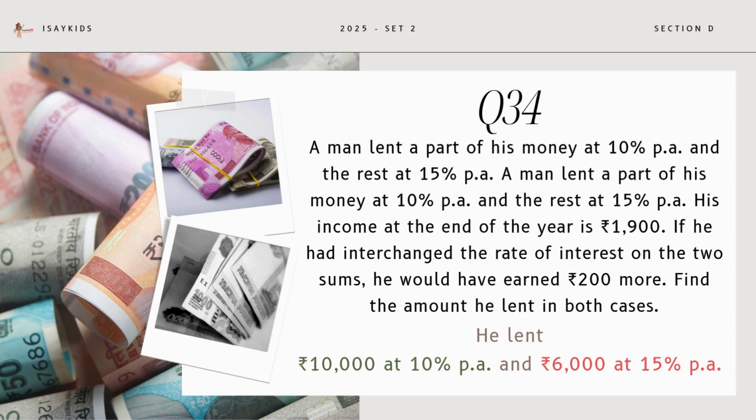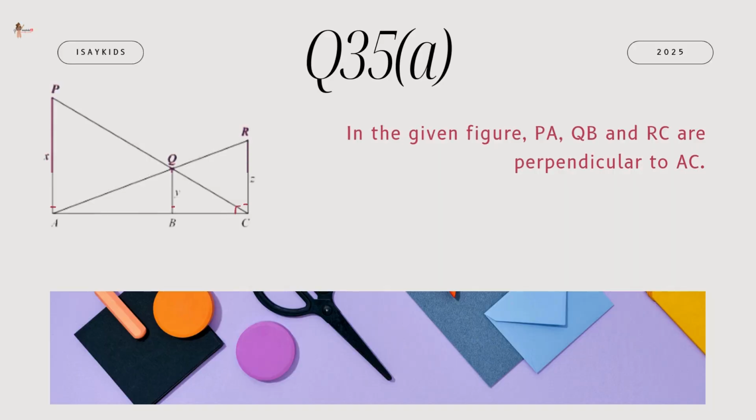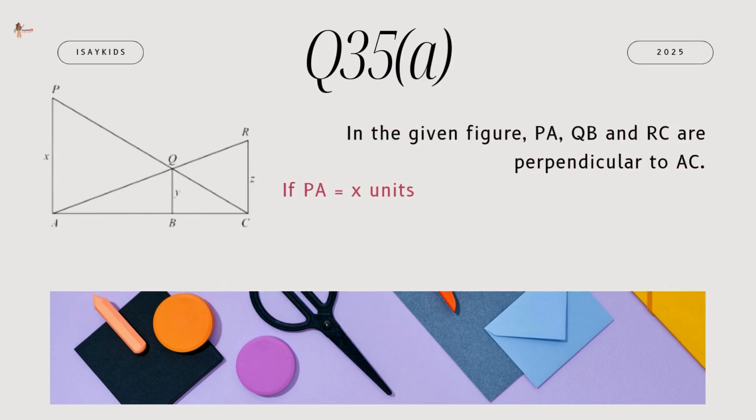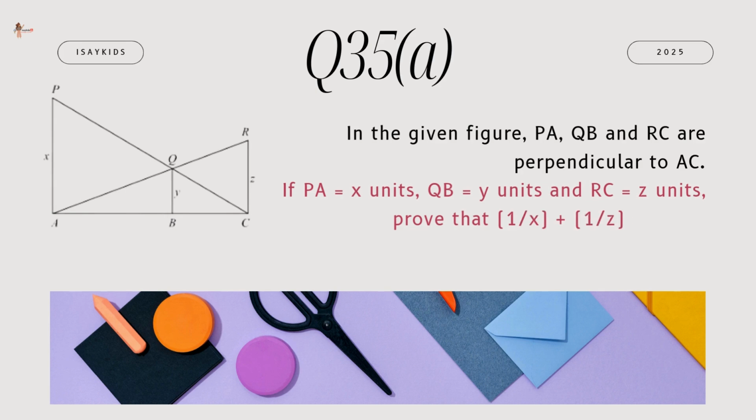In the given figure, PA, QB, and RC are perpendicular to AC. If PA is X units, QB is Y units, and RC is Z units, prove that 1 by X plus 1 by Z is equal to 1 by Y.